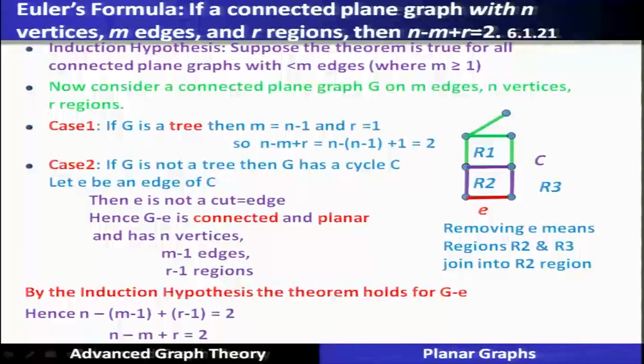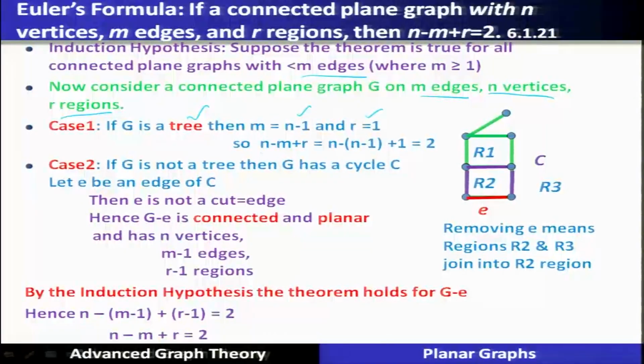Let us see the induction hypothesis. Suppose the theorem is true for all connected plane graphs with fewer than m edges, where m is greater than or equal to 1. Now we have to prove it for the general case. Consider a connected plane graph G with m edges, n vertices and r regions. There are two cases. Case 1: G is a tree. A tree does not have any bounded region, so the number of regions will be 1, and if the tree has n nodes, it will have n minus 1 edges.